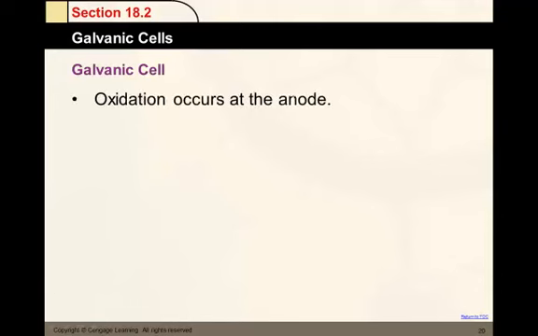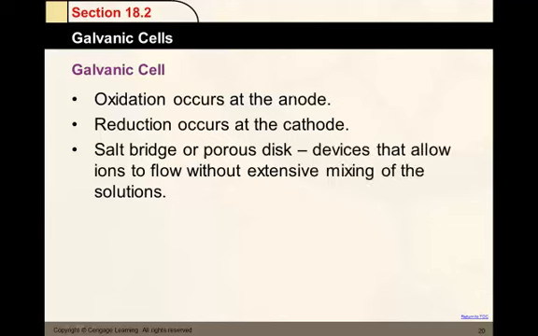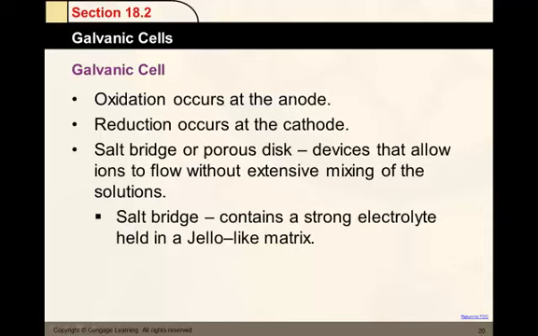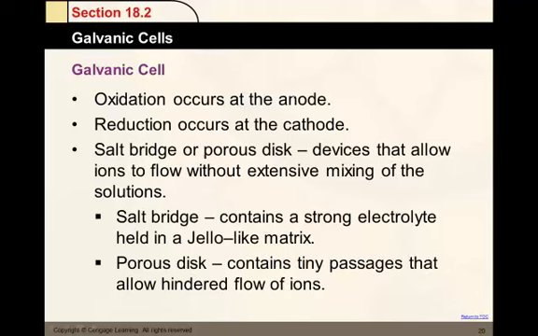Remember, oxidation occurs at the anode and reduction occurs at the cathode. And the salt bridge or the porous disk allows the ions to flow without extensive mixing of the two solutions, and that allows us to do useful work. The salt bridge contains a strong electrolyte held in a jello-like matrix, so it's kind of a thick chemical, usually potassium nitrate, that allows ions to flow. The porous disk, however, contains tiny passages that allow this flow of ions.